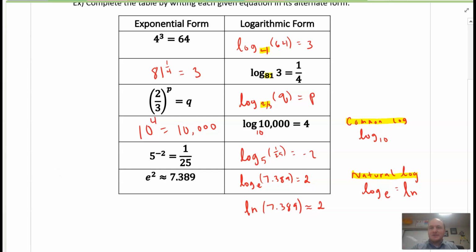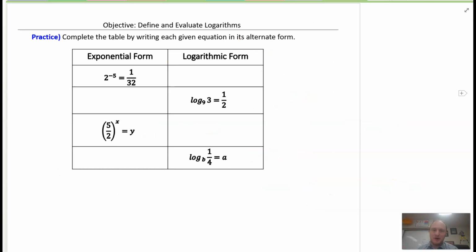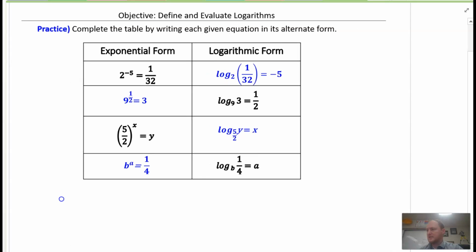All right, so I have some practice problems here. I would like you to go ahead and please try these on your own. Pause the video now, and I'll show you the solutions. Okay, so I'll assume that you have tried these. Here are the solutions. See if you got them right.